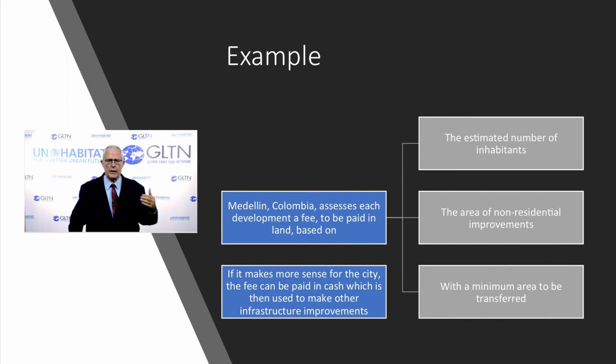So here's an example. In Medellin, Colombia, they assess each development a fee to be paid in land based on 3 factors: the estimated number of inhabitants, the area of non-residential improvements, and then they have a minimum area that has to be transferred to the city for public purposes. If it makes more sense for the city, because it's not necessarily a very large development, the fee can be paid in cash, which is then used to make other infrastructure improvements.